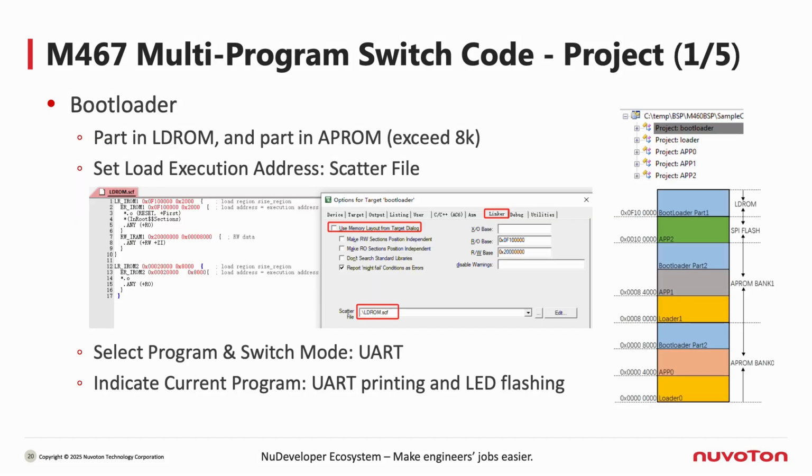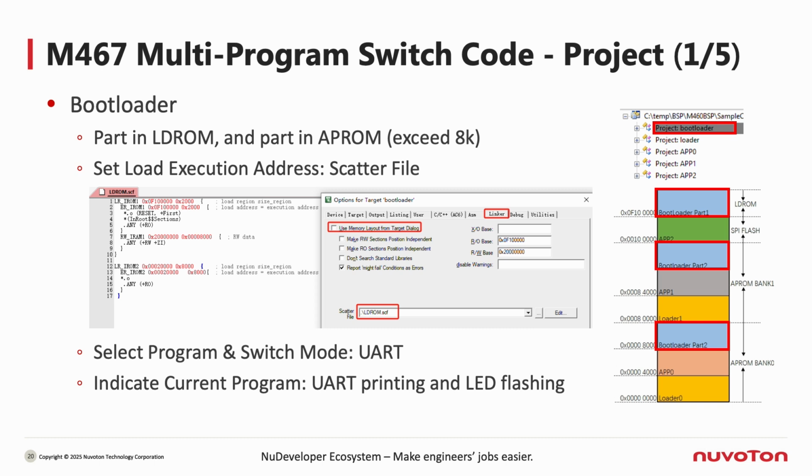Next, let's introduce the first project, Bootloader. Due to the bootloader exceeding 8K, part of it is placed in the LD-ROM and the rest of the program is placed in the AP-ROM. Also, because the AP-ROM uses a dual bank function, it is necessary to place it in the same position on both banks of the AP-ROM, otherwise it will cause abnormal operation. Use the scatter file here to set the loading execution address.